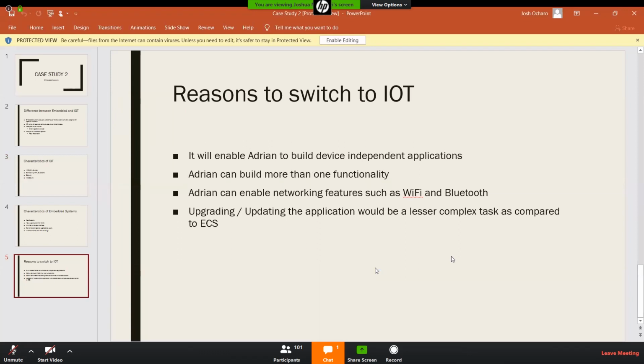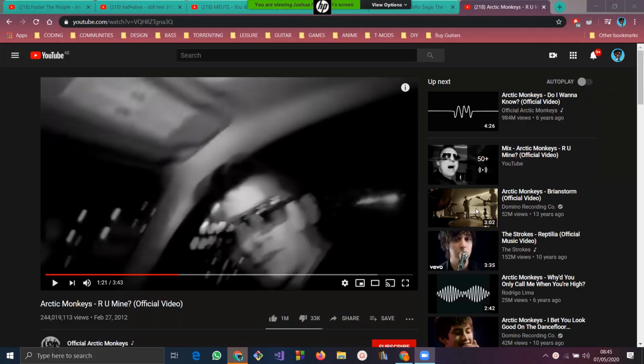Then upgrading the applications will be simpler when Adrian implements the IoT devices. The IoT devices have better interactivity than the embedded systems. So they'll enable the user to upgrade and have more interface with the applications than the embedded system. That's all.